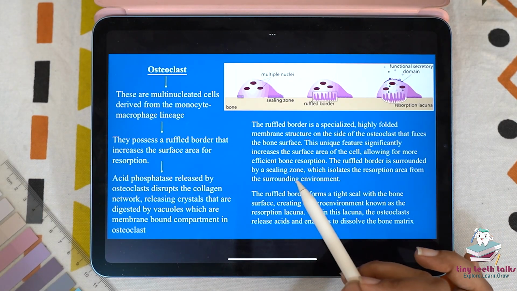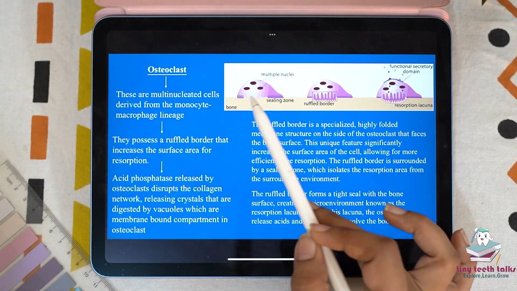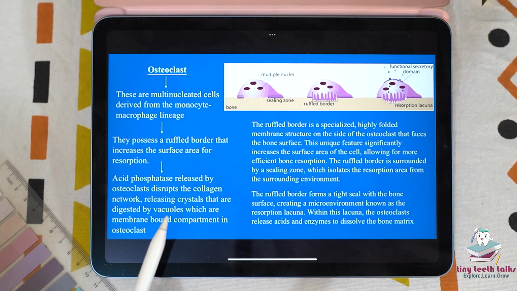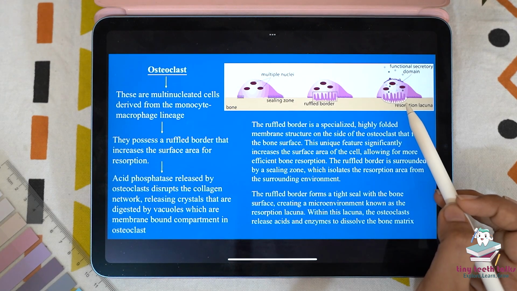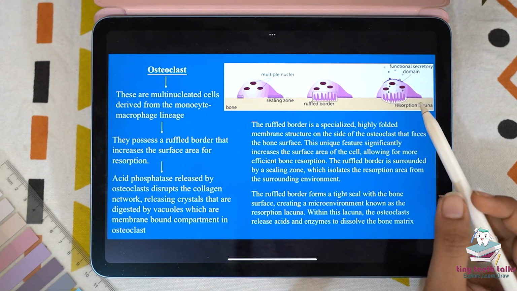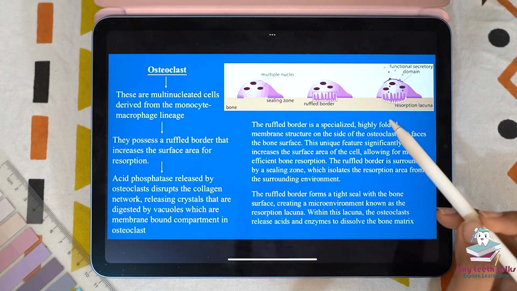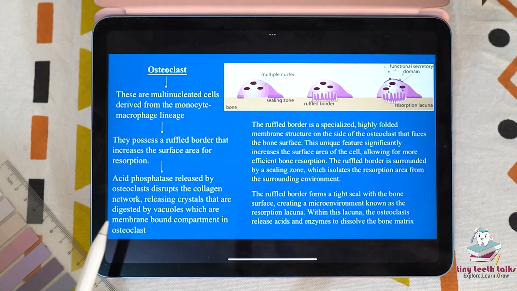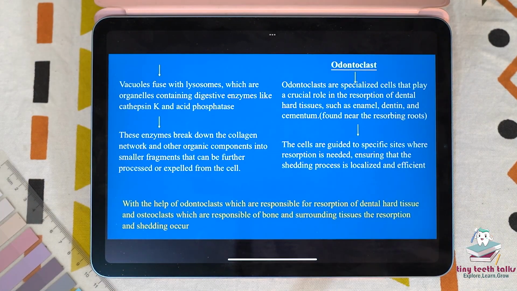The ruffled border is surrounded by a sealing zone, which isolates the resorption area from the surrounding environment. Acid phosphatase released by the osteoclast disrupts the collagen network, releasing crystals that are digested by vacuoles, which are membrane-bound compartments in the osteoclast. The ruffled border forms a tight seal with the bone surface, creating a microenvironment known as a resorption lacuna. Within this lacuna, the osteoclast releases acid phosphatase, an enzyme that dissolves the bone matrix and disrupts the collagen network, which is the structural framework of the bone matrix. This disruption weakens the matrix and facilitates its breakdown.